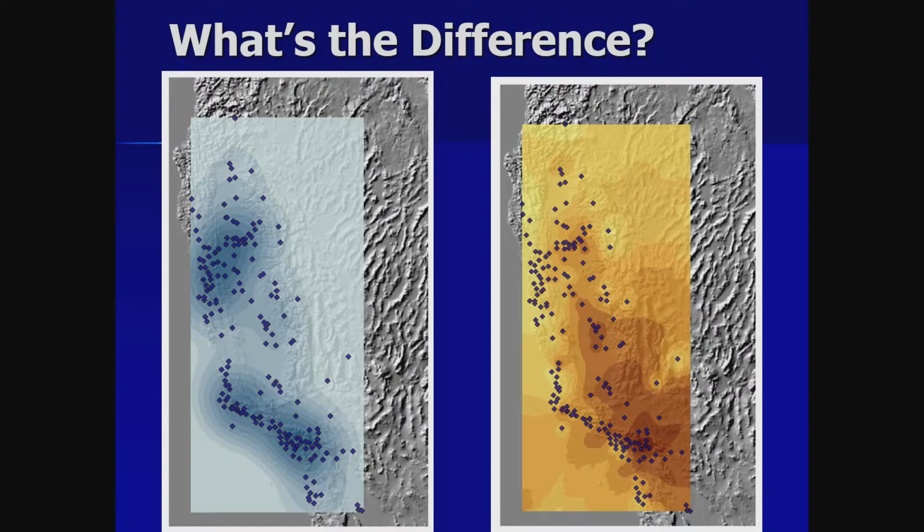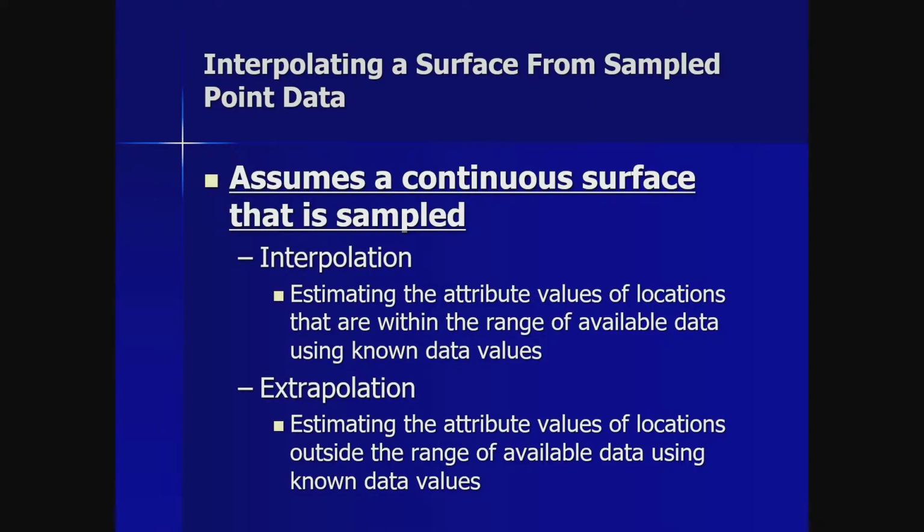All right, and then here we're looking at a different data set. On the left, we've got kernel density estimation, which we've been talking about up to this point. And on the right, we're doing interpolation. In other words, what we're doing here is taking the values stored in those points and making a continuous surface. So that's what we're going to talk about going forward.